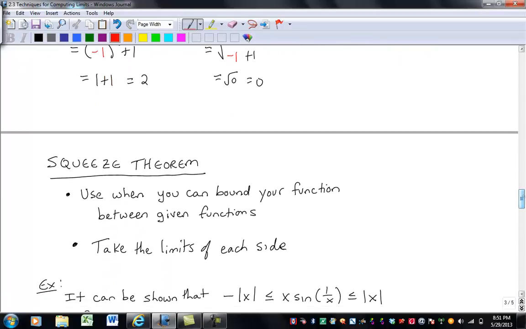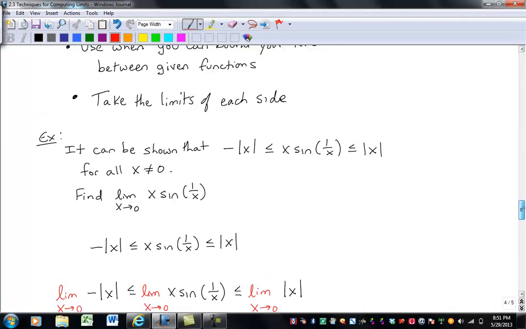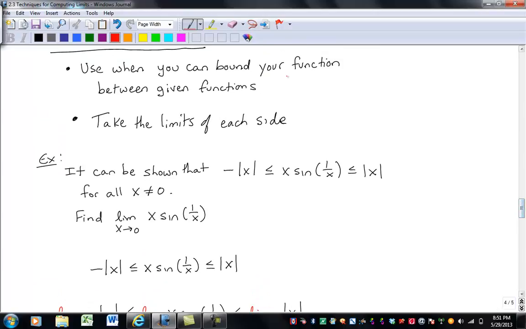And the last one is the squeeze theorem. The squeeze theorem says that if you can stick a function between two other functions, then you can get the limit by squeezing it between the two other limits. One of the examples in the book says that it can be shown that negative absolute value of x, so what you do is you bound your function and you take the limit of each side.